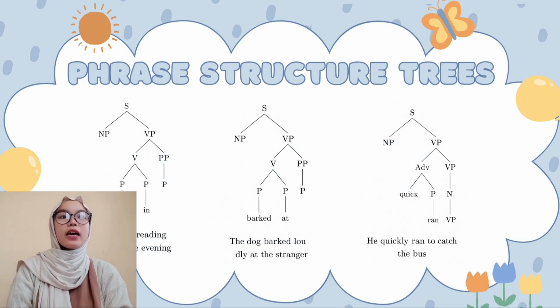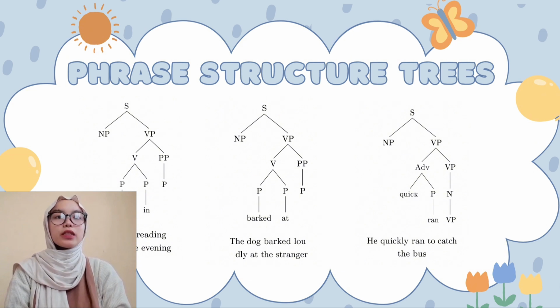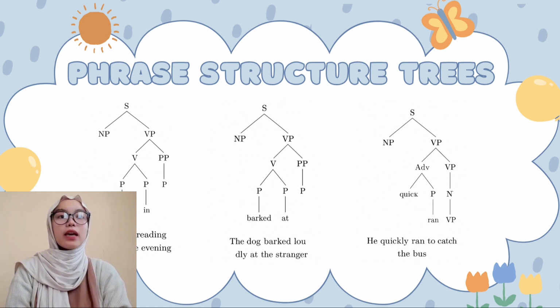In this slide, I show my phrase structure trees. The first one is for "she enjoys reading novels in the evening." The second one is "the dog barked loudly at the stranger." And the third one is "he quickly ran to catch the bus." Each tree shows how words are connected and form larger grammatical units like NP, VP, and PP.